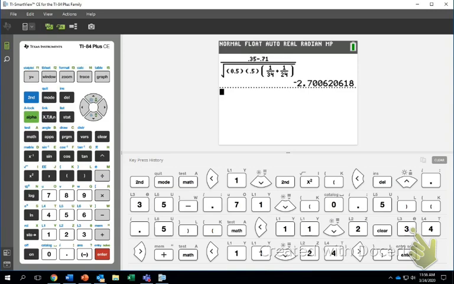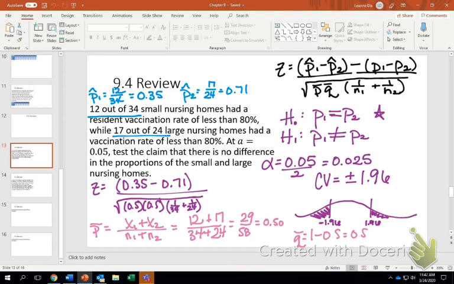And I'm going to round to 2 decimal places because that's where my critical value is. All right, so this is going to equal negative 2.70. And then I'm going to put that on my picture so I can see it clearly, negative 2.70. And I have to ask myself, is that less than or greater than negative 1.96? It is less than, so it needs to go to the left, negative 2.70. And I have decided that since it's in the shaded region, I need to reject my claim.